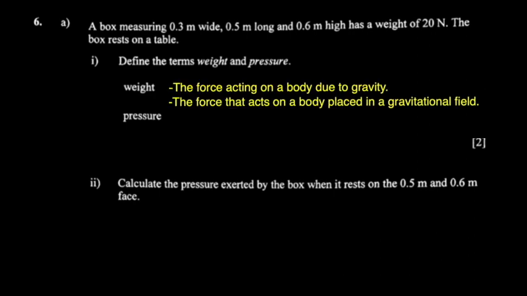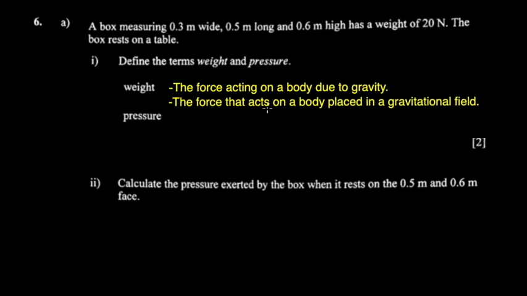So I've already preloaded the answers here. Weight is any force acting on a body due to gravity. If you place a body in a gravitational field, it simply means there is some gravitational field acting in that space. For example, near the Earth's surface, there is gravity, and any object placed near the Earth's surface experiences a force. That force is called weight.